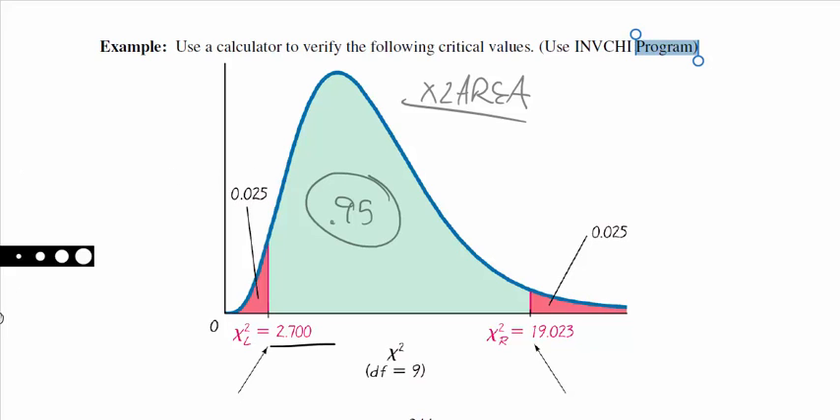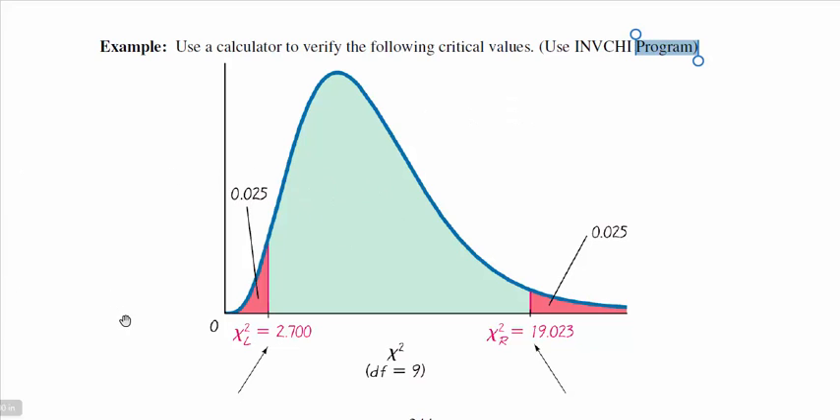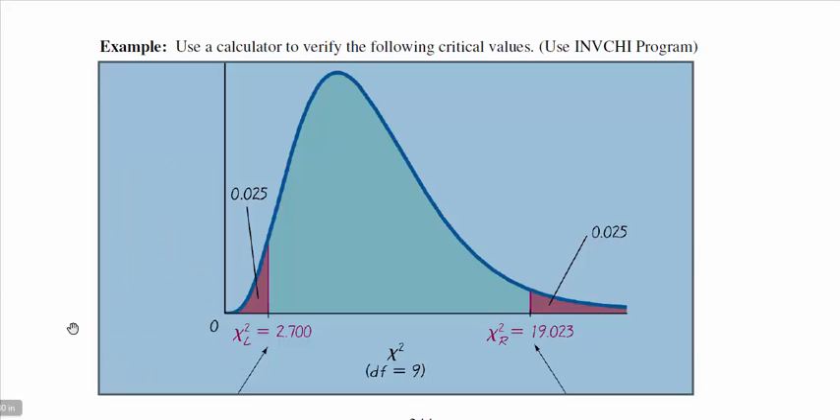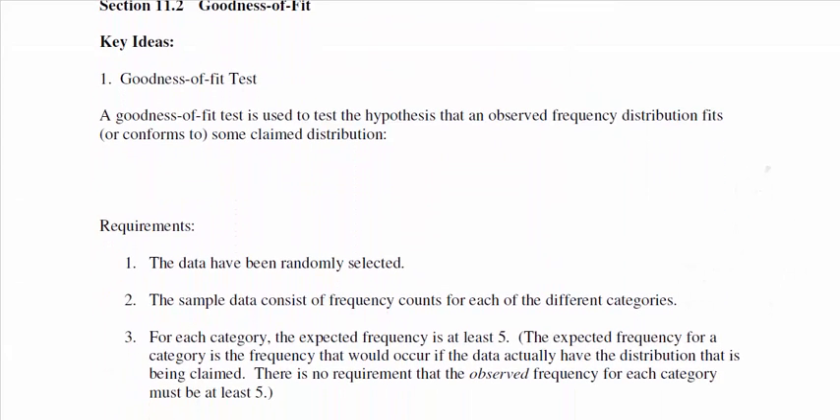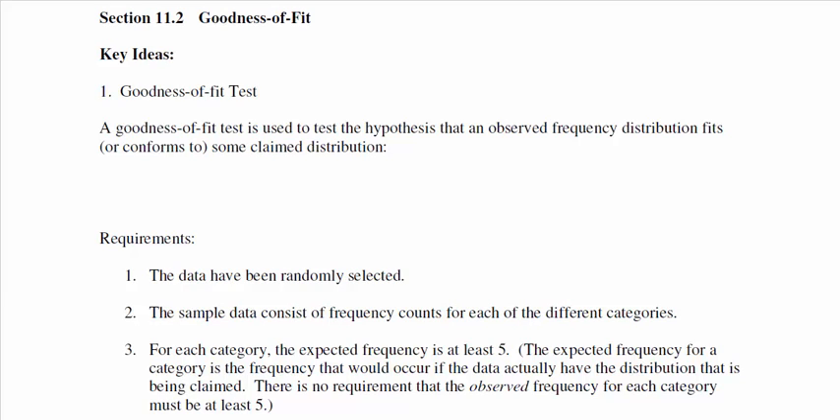All right, so that is a quick overview and preview of the chi-square distribution. And now I'm going to move us on to the next section: the goodness of fit test. A goodness of fit test is used to test the hypothesis that an observed frequency distribution fits or conforms to some claimed distribution. So I'm going to go ahead and write down what these hypotheses are.